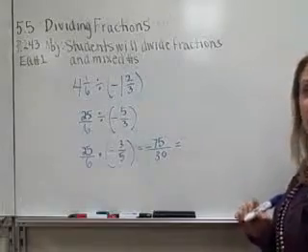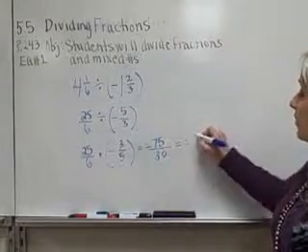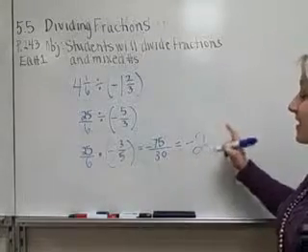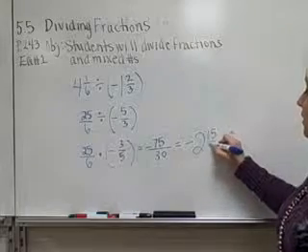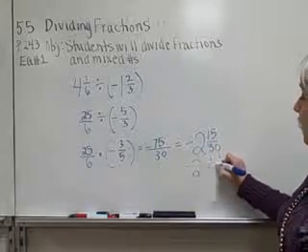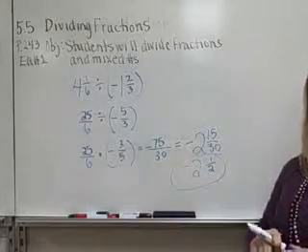That's an improper fraction, so I have to make it a mixed number. 30 can go into 75 two whole times. That's 60. So there are 15/30ths left over. And 15/30ths is 1/2. So my answer is -2 1/2.